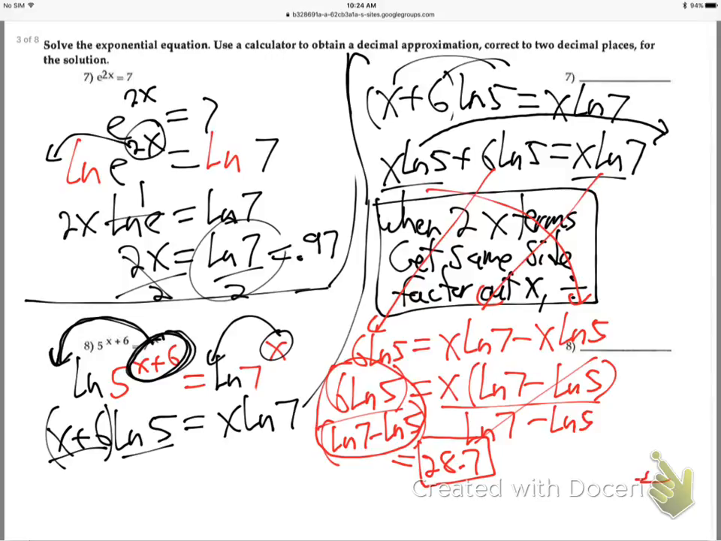If you have the newer kind that makes it look like a fraction, then it's fine. You can just do it like it looks, it'll be fine. But make sure you can get that answer, 28.7. Is that good? Questions on that?